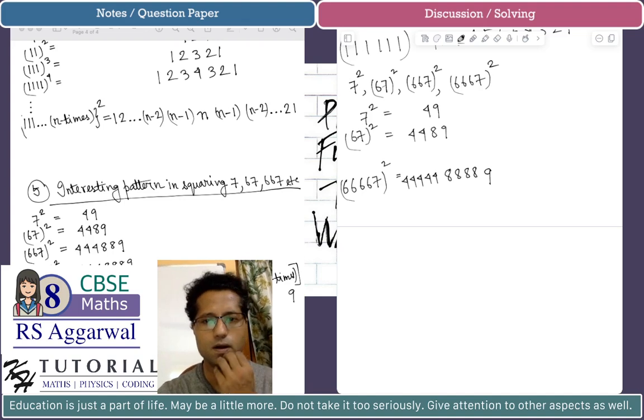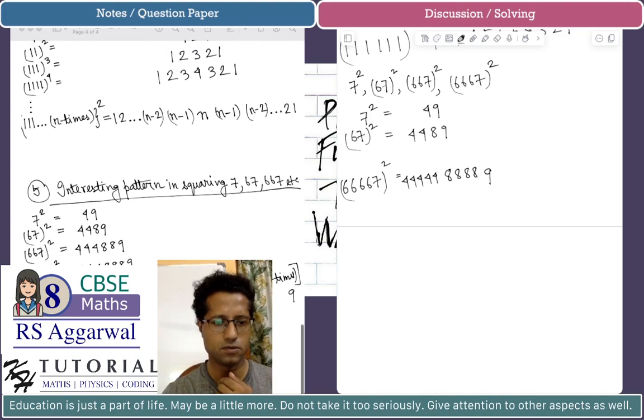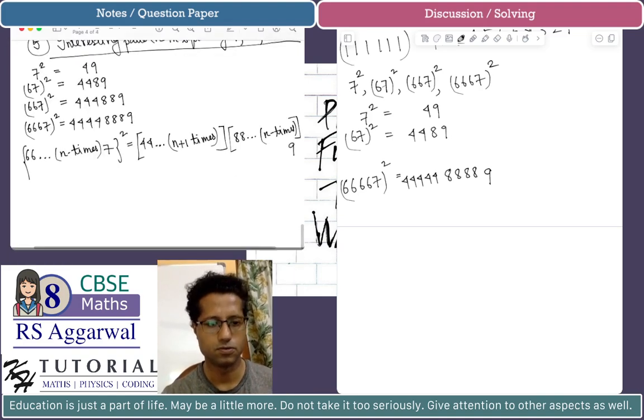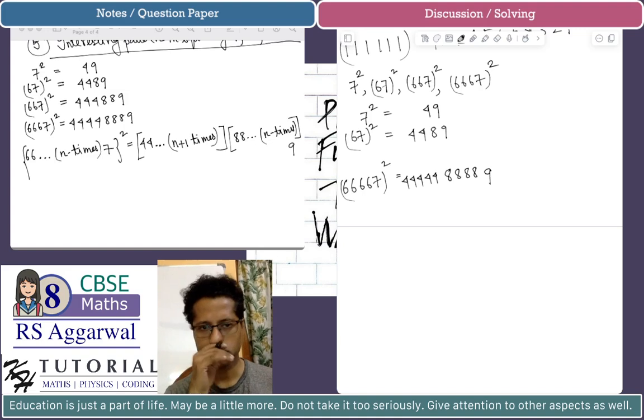So as you can see in the notes, I hope you can see the notes. Let me see if you can see the notes or not. No, you cannot see the notes. So now I hope you will be able to see the notes. Yes. So in the notes you can see the final.